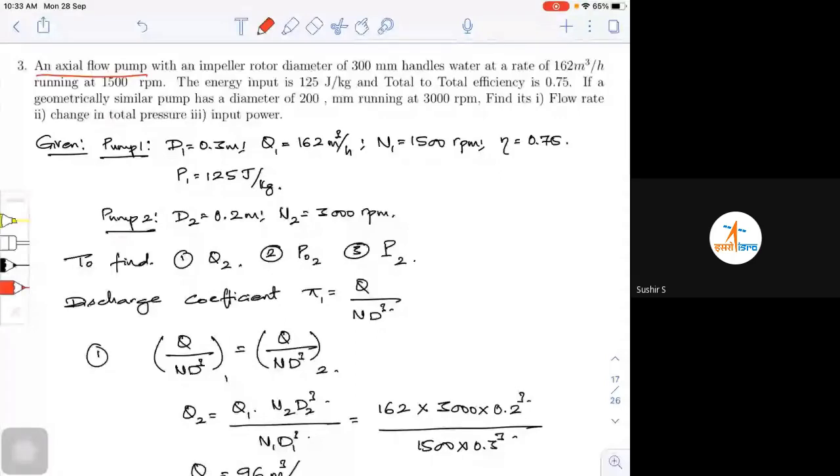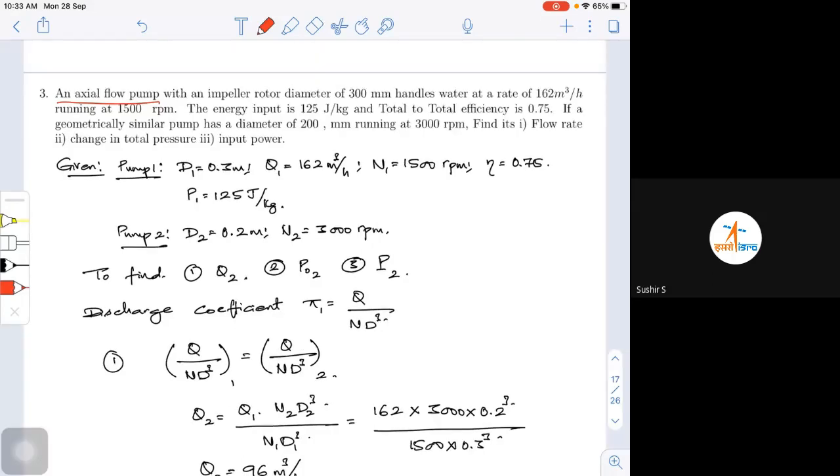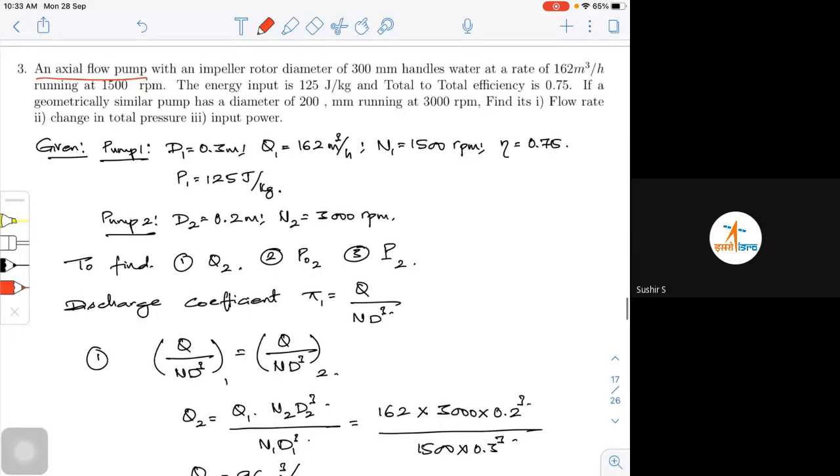An axial flow pump with an impeller rotor diameter of 300 mm handles water at the rate of 162 meter cube per hour, running at 1500 rpm. The energy input is 125 joules per kg, and the total to total efficiency is 0.75. If a geometrically similar pump has a diameter of 200 mm running at 3000 rpm, find the flow rate, the change in total pressure, and the input power.